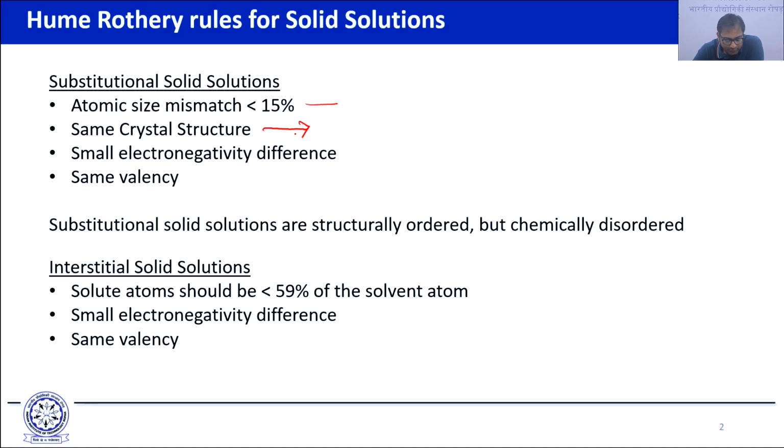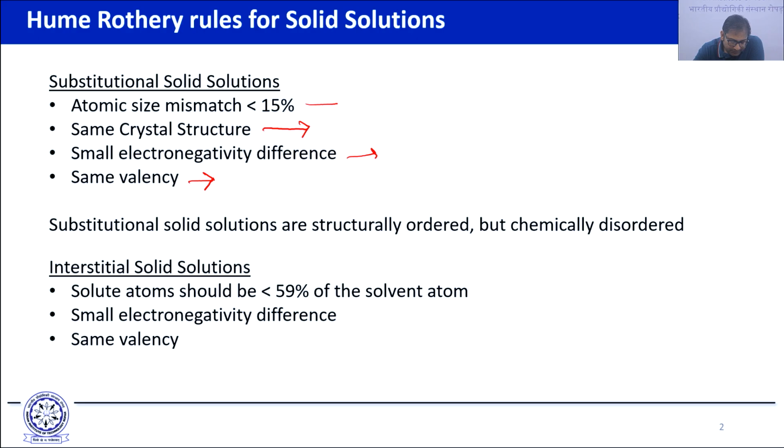Hume-Rothery also says that the electronegativity difference between the two elements forming the solid solution should be bare minimal. That is because a large electronegativity difference means that one element is more or less electropositive and the other is more or less electronegative. So instead of forming a solid solution where the atoms sit on a periodic lattice but are chemically disordered, you will end up forming a much more ordered structure, or a compound. That's also the reason why solid solutions are more prevalent if the valency of the A and B atoms happens to be the same.